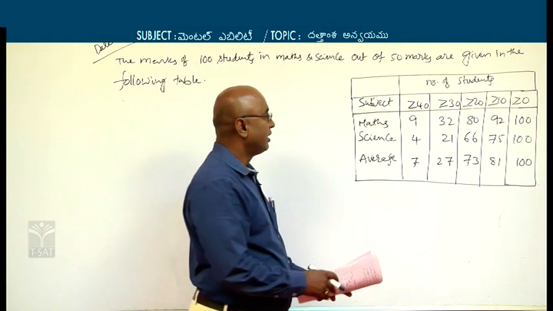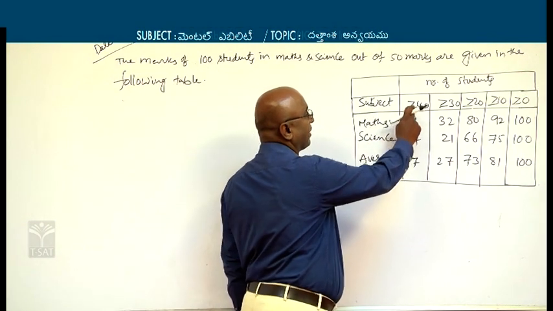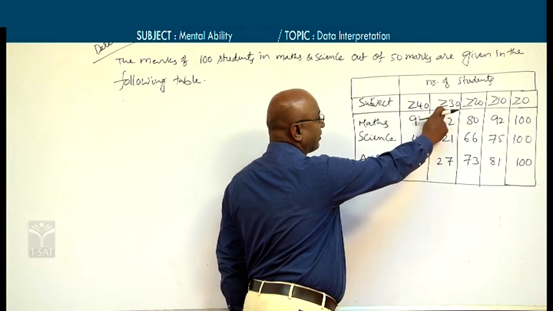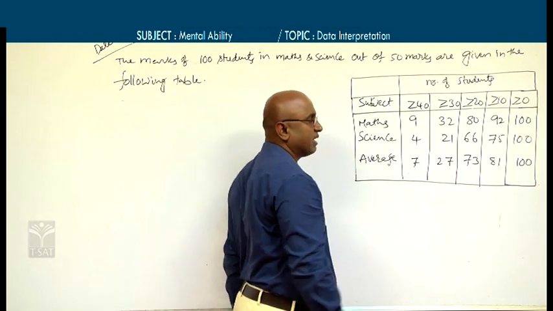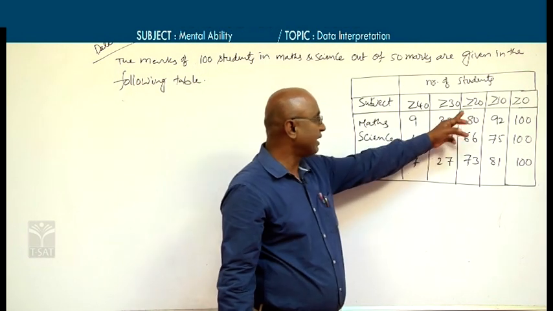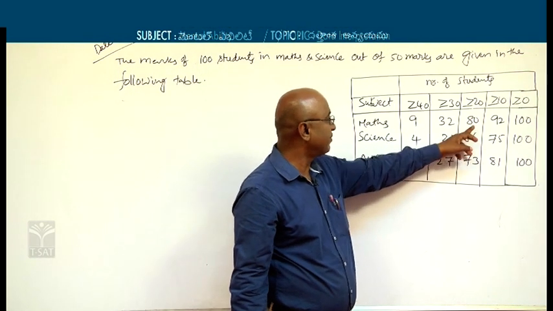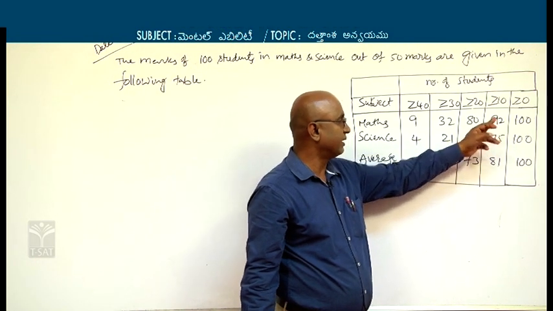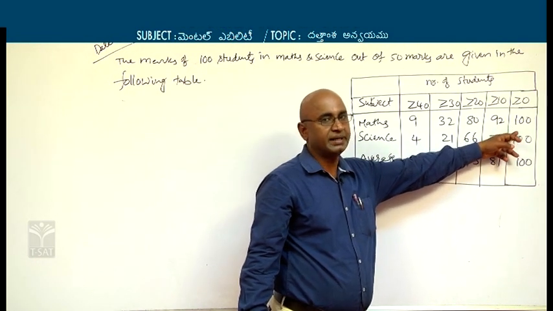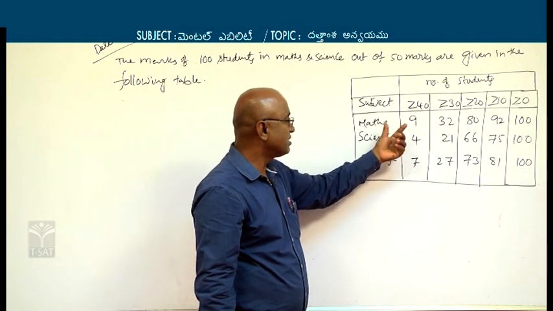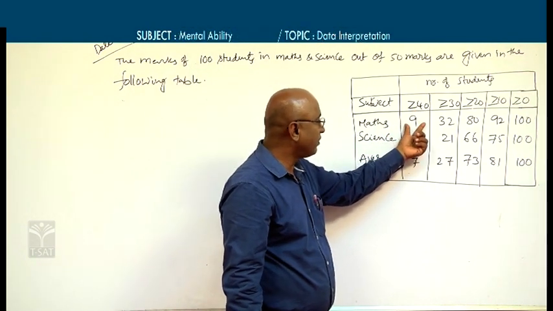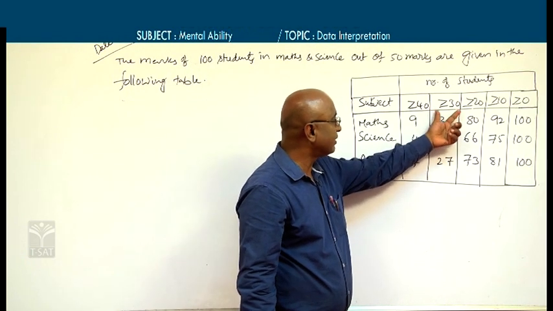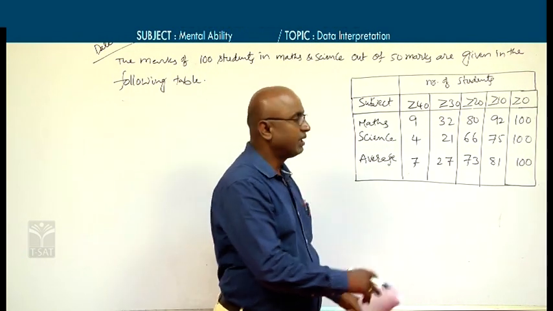Subject maths, greater than or equal to 40 marks, the number of candidates is 9. And greater than or equal to 30 marks, the number of candidates are 32. And greater than or equal to 20 marks in maths, the number of candidates are 80. So greater than or equal to 10, 92, like that. The total number of students are 100. Got it? Now see, greater than or equal to 40 means 9 people are there. Here greater than or equal to 30 means 32 people are there.